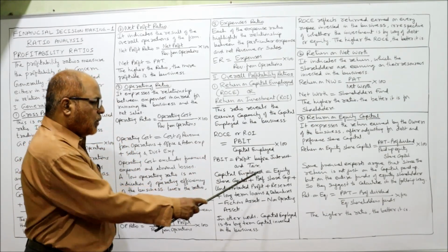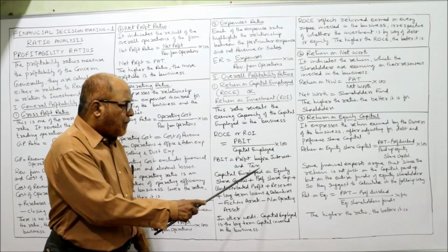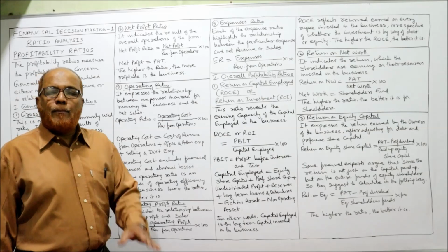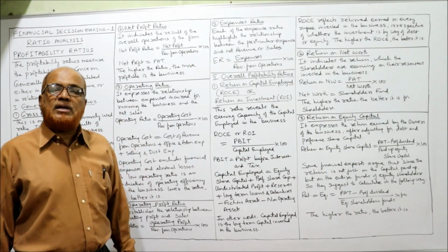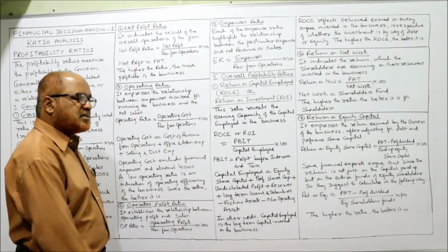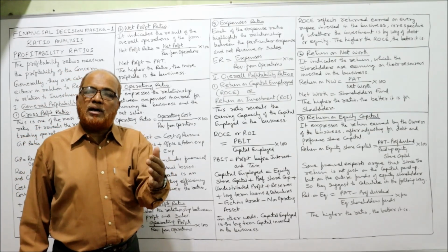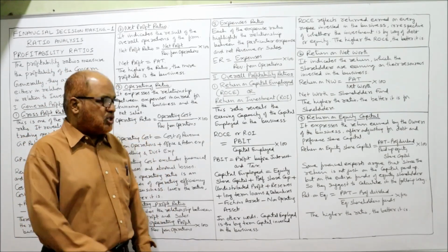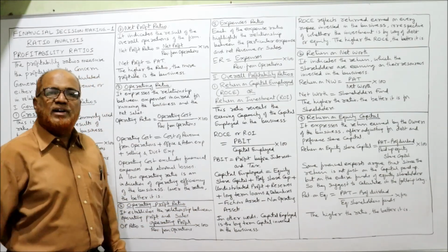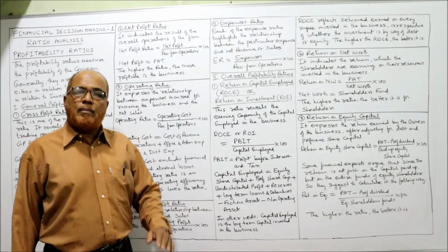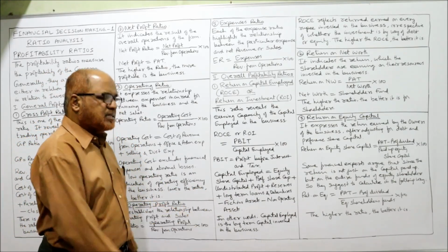And capital employed. Now remember, see carefully. Capital employed is equal to equity share capital plus preference share capital plus undistributed profits plus surplus plus long-term loans and debentures minus fictitious assets minus non-operating assets.